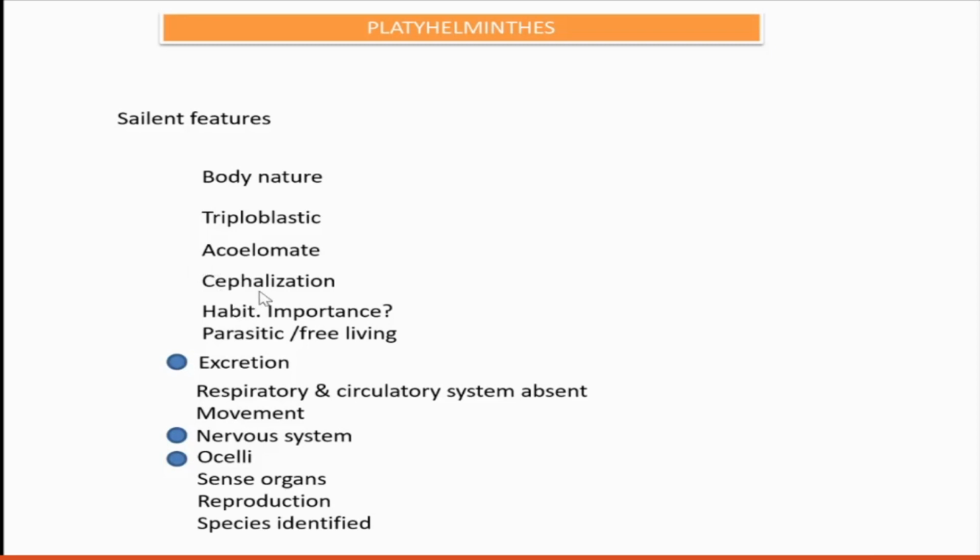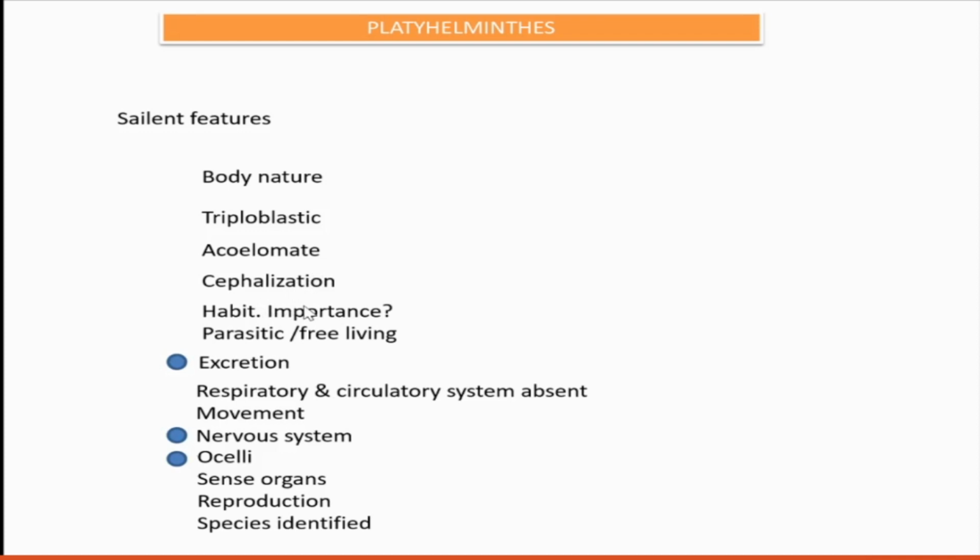Next point, cephalization. Cephalization means there is a differentiated portion as head present. So here in this phylum, the anterior end of the body is differentiated into a head. So cephalization is present. On hearing this term, that meaning should come to your mind: cephalization means head formation. So head formation is initiated in this phylum. We can easily distinguish the anterior end as its head. That's why we say that cephalization is present in this phylum.